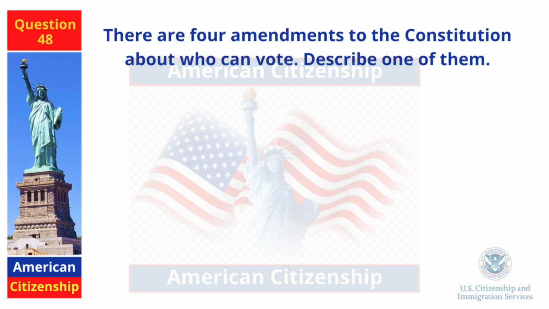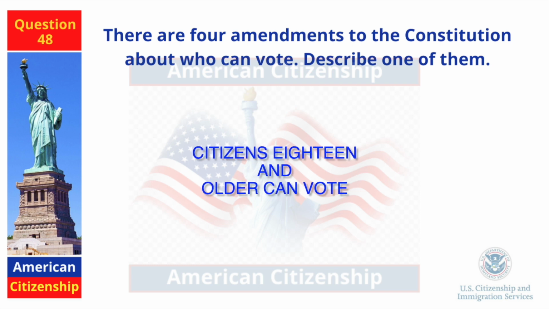There are four amendments to the Constitution about who can vote. Describe one of them. Citizens 18 and older can vote. There are four amendments to the Constitution about who can vote. Describe one of them. Citizens 18 and older can vote.